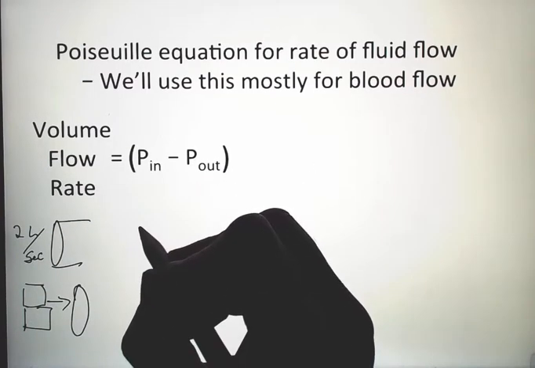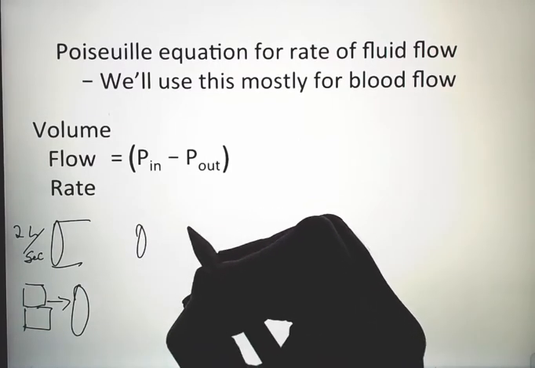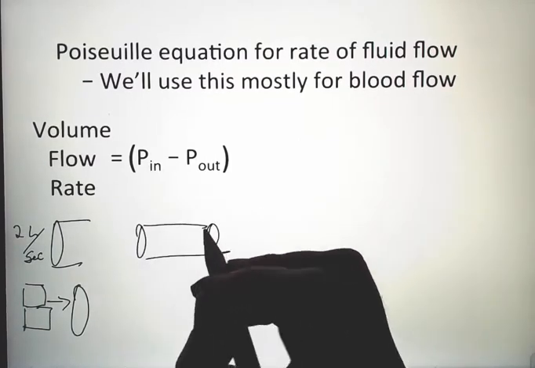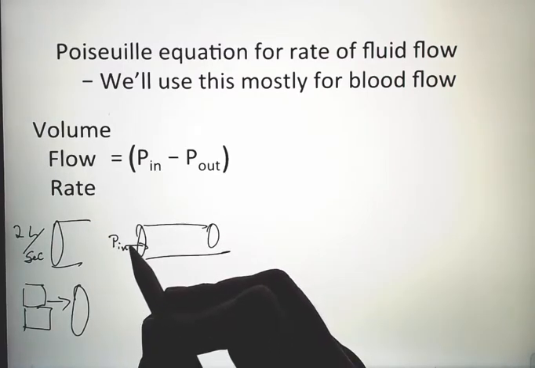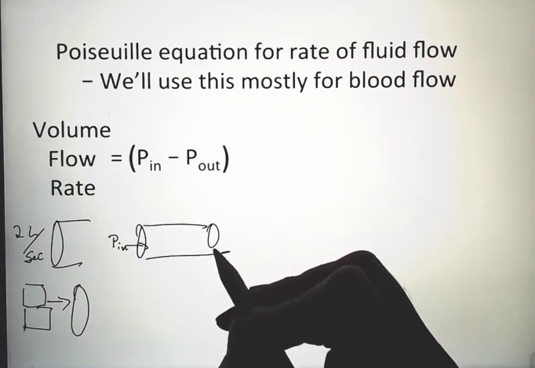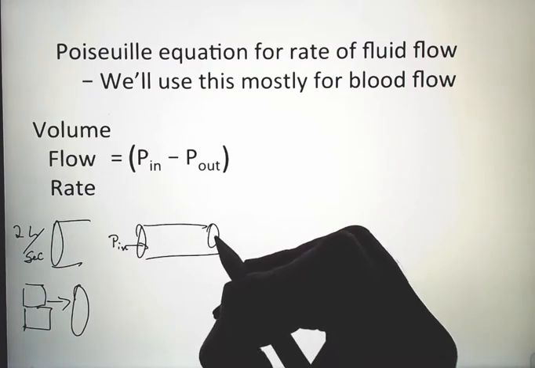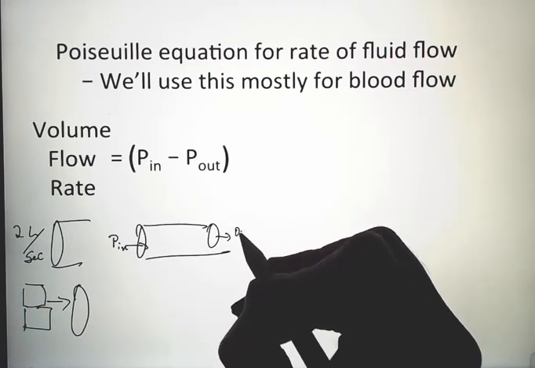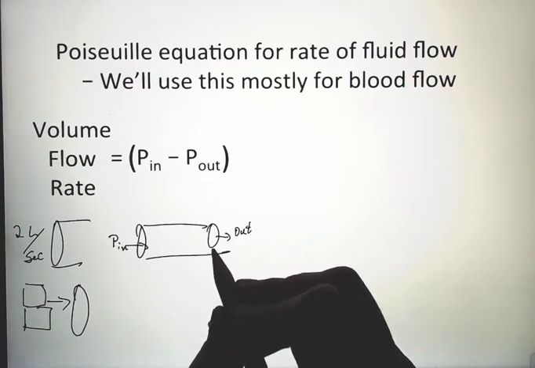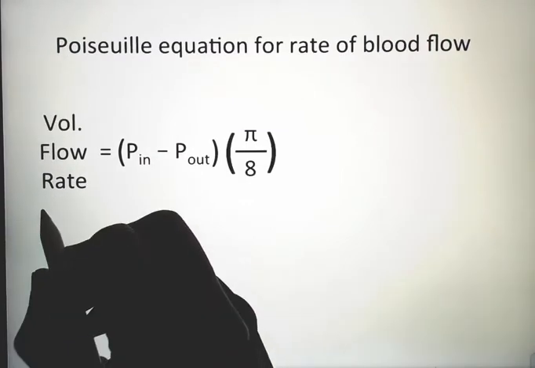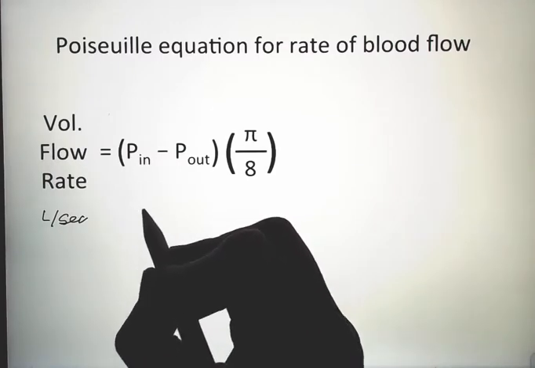The volume flow rate is determined first by the pressure in versus the pressure out, and I'd recommend you draw these. Pressure in is the pressure at the beginning of the tube. It might be the pressure created by the heart, and the pressure out would be the pressure as it leaves that tube. In other words, that might be from an artery coming out of the heart and at arterioles going to capillaries. So liters per second, the pressure difference.